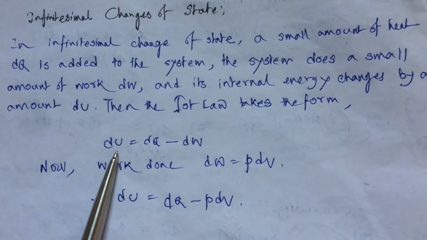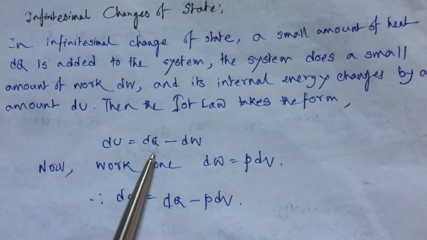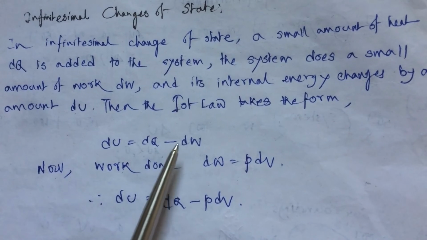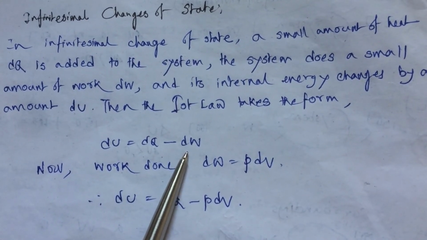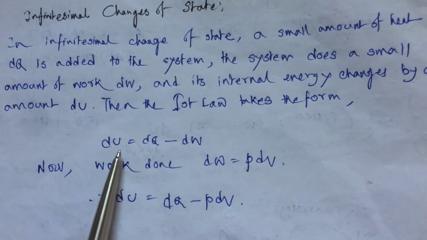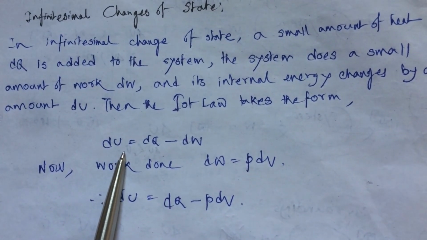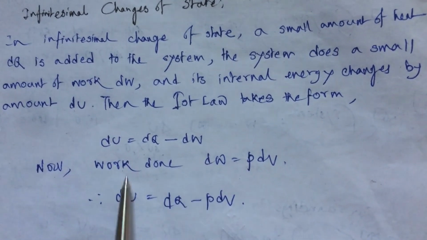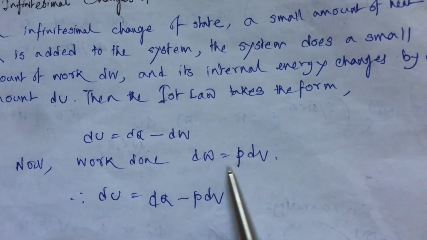dq is infinitesimal amount of heat added to the system, dw is the infinitesimal amount of work done by the system. So first law for infinitesimal changes of state looks like du equal to dq minus dw. We have just learned that dw equal to pdv.